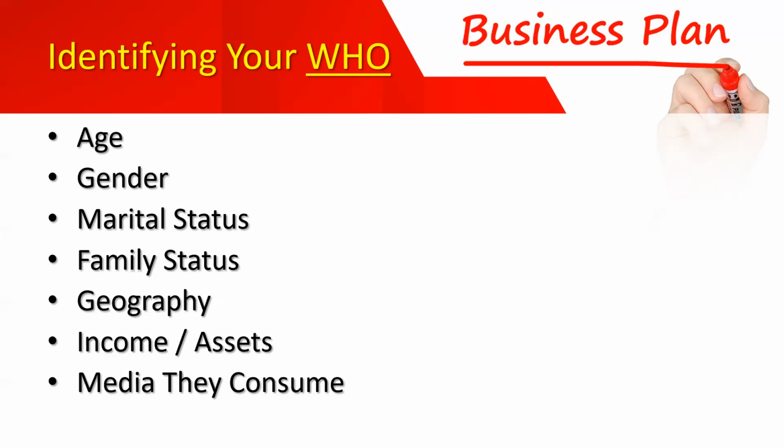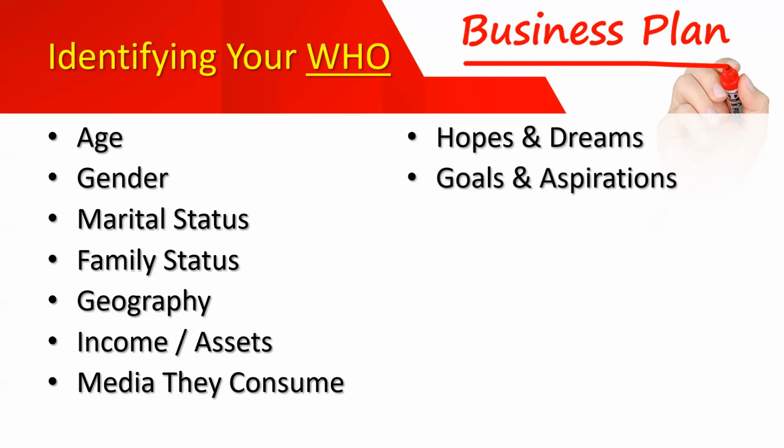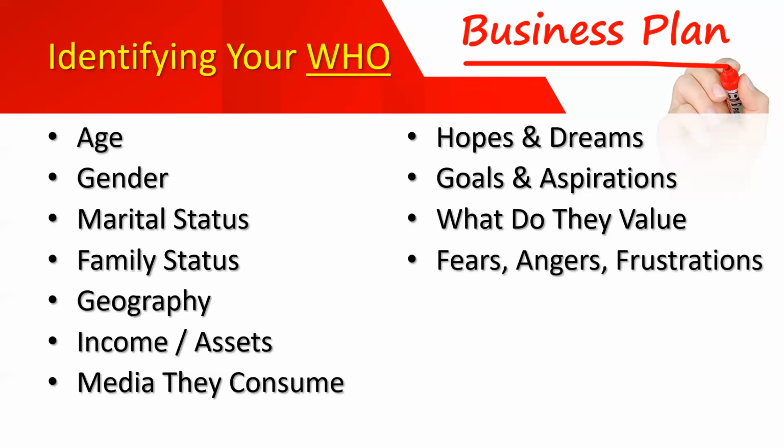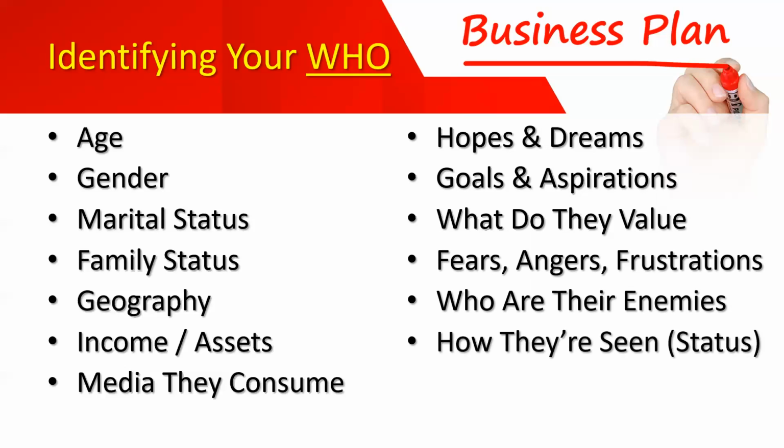Some more important things you need to think about are what are their hopes and dreams for the future? What goals and aspirations do they have? What are the things that they value in life that are important to them? What types of fears, angers, and frustrations do they have? Who are the foes and villains in their life, the enemies that they combat? Maybe it's inflation. Maybe it's a fear of outliving income. Maybe it's a worry about being a burden on their family if they get sick like their parents did as their parents got older. What type of status do they want to see? What is their perception of reality in terms of how they want to be seen or viewed in the marketplace?